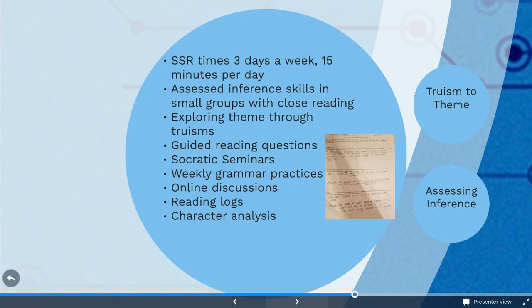We assess inference skills in small groups with close reading, exploring theme through truisms, guided reading questions, Socratic seminars, and the list goes on. And this picture here is an example of a Socratic seminar that we did recently in class for Julius Caesar. So truisms to theme.